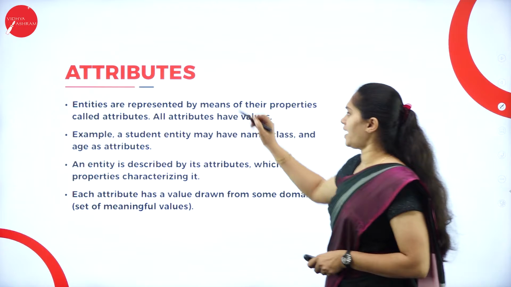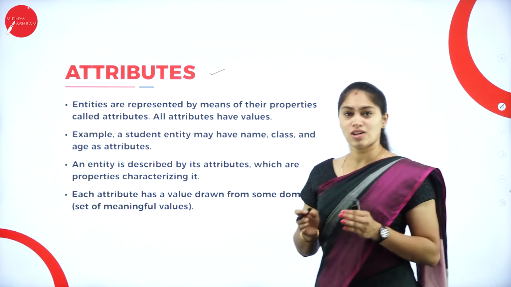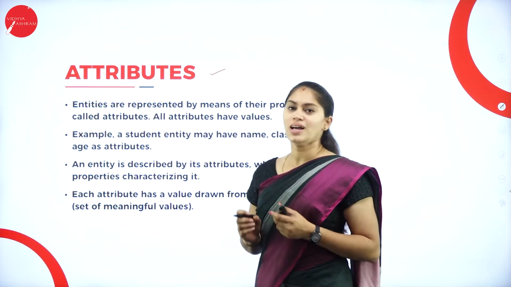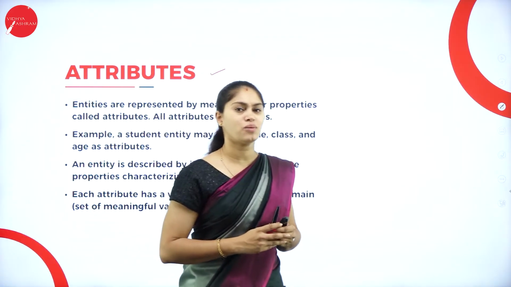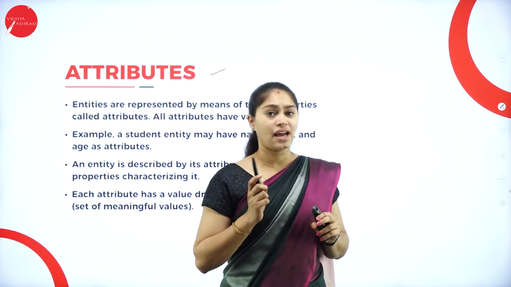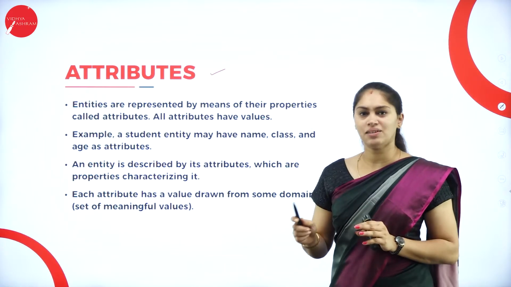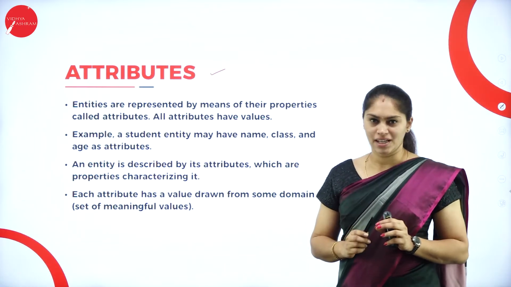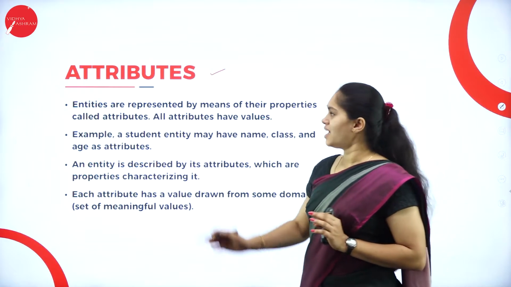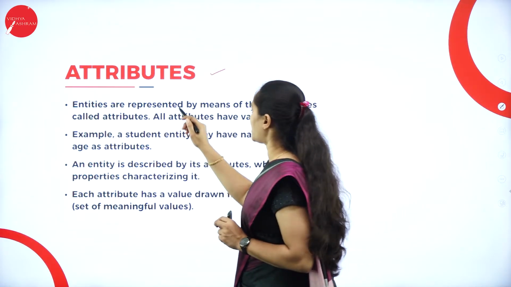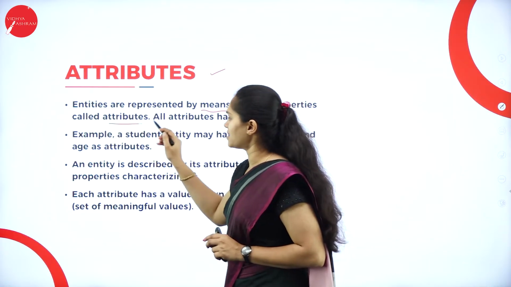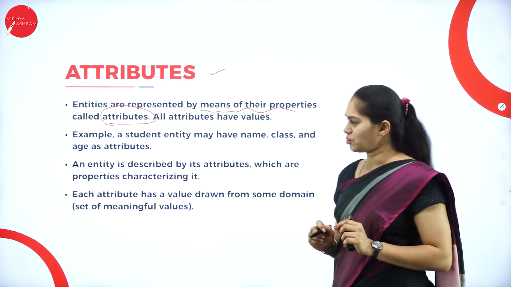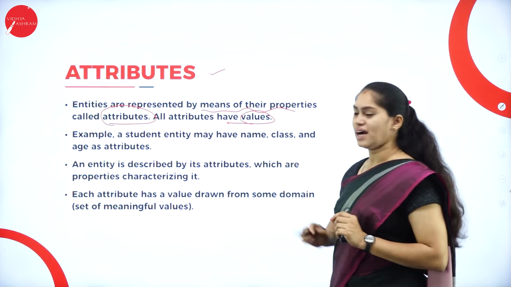Next we'll see about the attributes. Till now I have used a word called properties or behavior. If I consider any real world object or any entity, every entity has its own properties. Those properties are called attributes. So entities are represented by means of their properties. That will be considered an attribute, and all the attributes will have values.